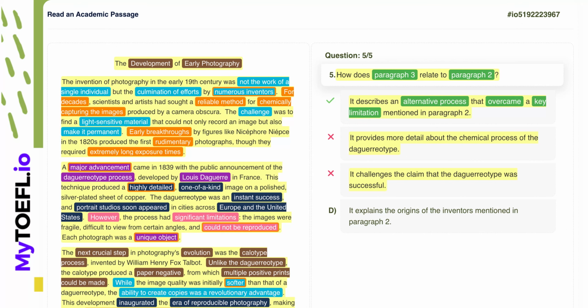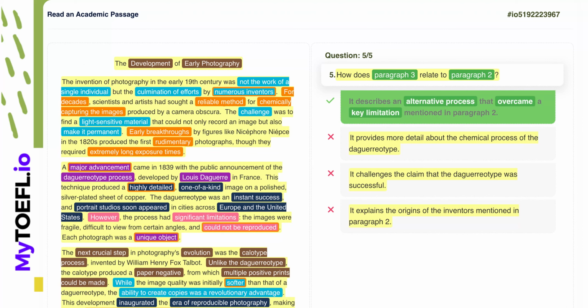Here's option D. Let's break it down. It explains the origins of the inventors mentioned in paragraph 2. Paragraph 2 mentions Louis Daguerre from France. Paragraph 3 mentions William Henry Fox Talbot, but tells us nothing about his origins. It certainly does not explain the origins of Daguerre. This option is not what paragraph 3 does. Incorrect. The correct answer to this question is A, since this option alone fully and clearly addresses what the question is asking, highlighting the importance of careful reading.